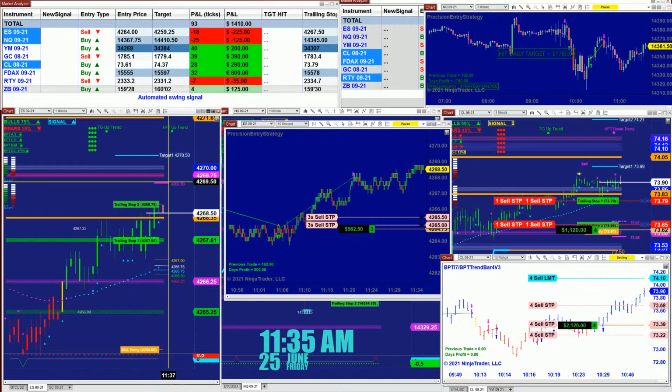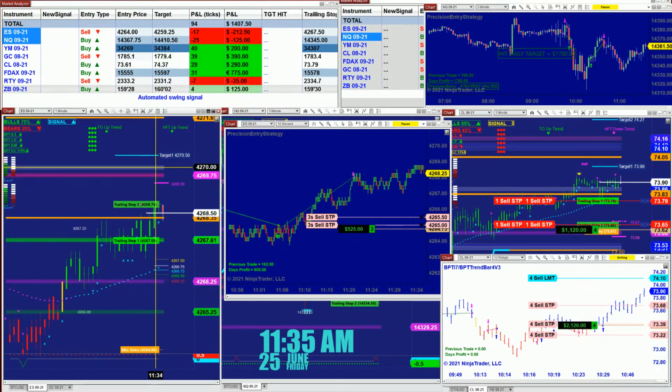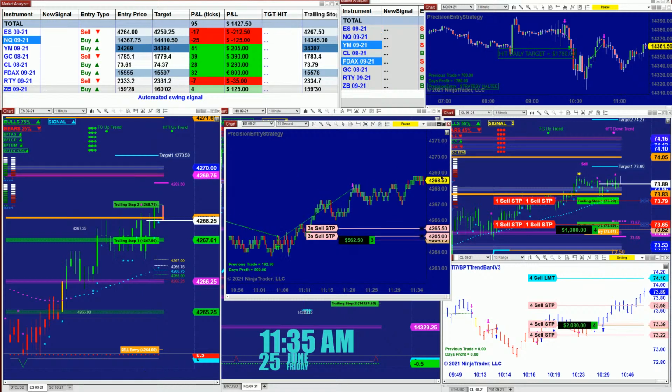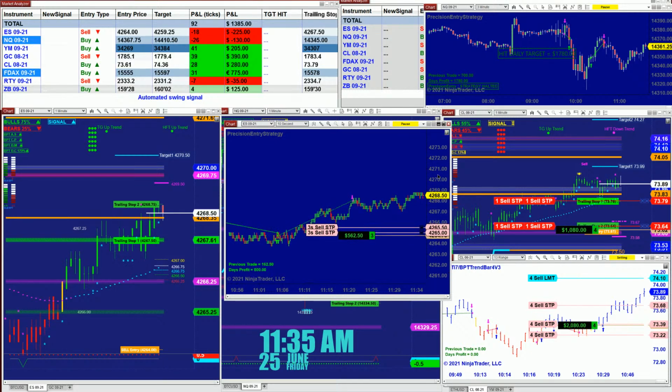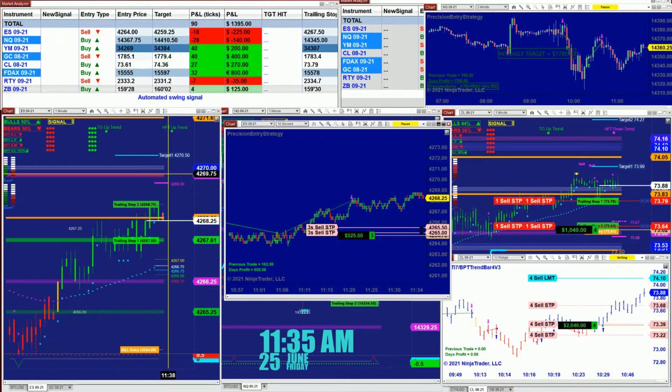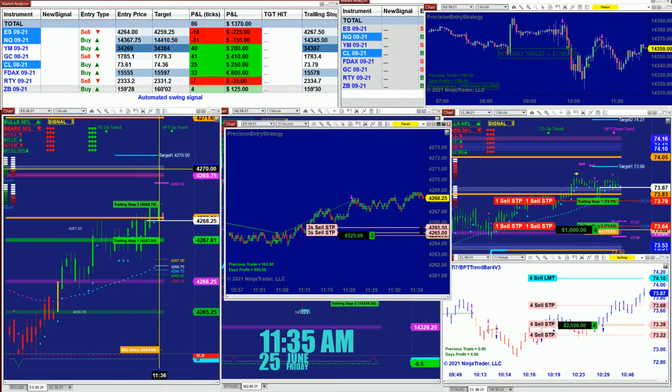If this market decides to go up, we will make a decision if we want to override the auto trade, or we can leave it alone. But once we get to the 42.70, we'll make a decision.